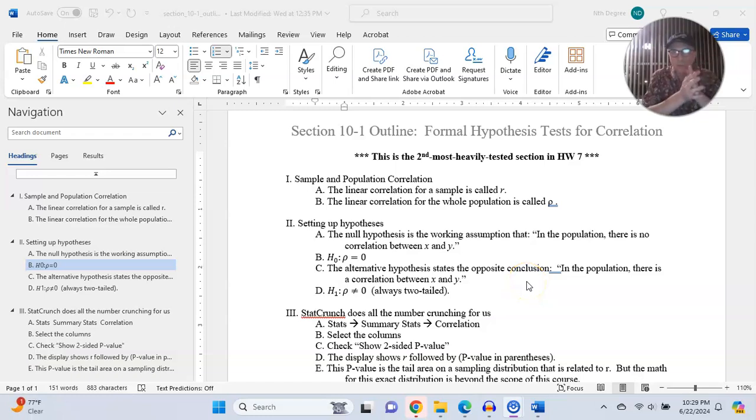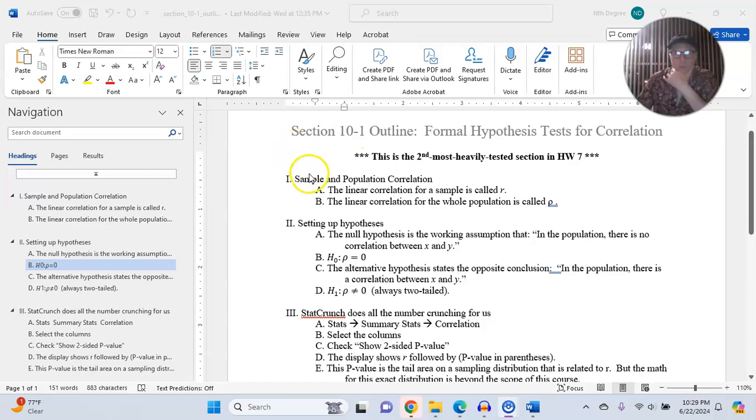So again, section 2.4 kind of started to ease us into hypothesis testing in an informal way. Now we're going to jump to section 10.1 and make that hypothesis testing a little more formal by stating the hypotheses and actually finding test statistic r and a p-value associated with it. As it turns out, this is the second most heavily tested section in Homework Set 7.